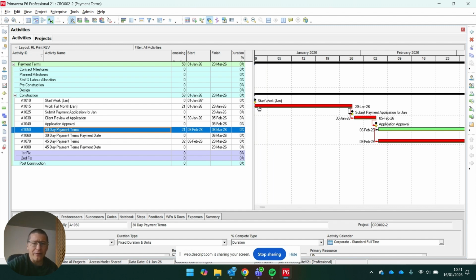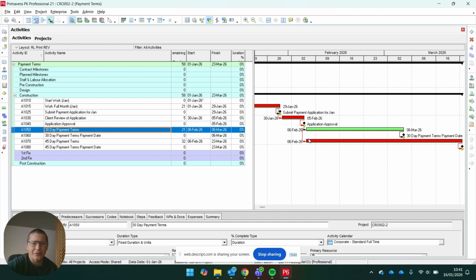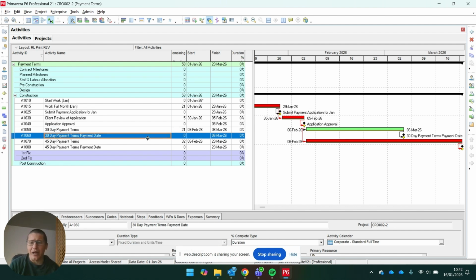So for the month of January, where we've completed work, our application's been approved and our payment terms have kicked in. For 30-day payment terms, we can see here in my example that we are getting paid on the 6th of March. So for that work that we did starting in January 1st, we are not seeing any money until the 6th of March on 30-day payment terms.